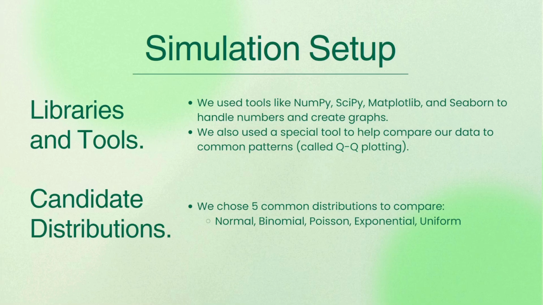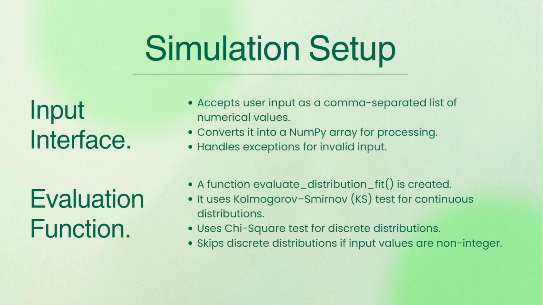So in this case, to run the model, we have the libraries and tools. We use tools like NumPy, SciPy, Matplotlib, and Seaborn to handle numbers and create graphs. And we also use a special tool to help compare our data to common patterns called QQ plotting. Next, we have these candidate distributions. So we choose five common distributions to compare: normal, binomial, Poisson, exponential, and uniform.